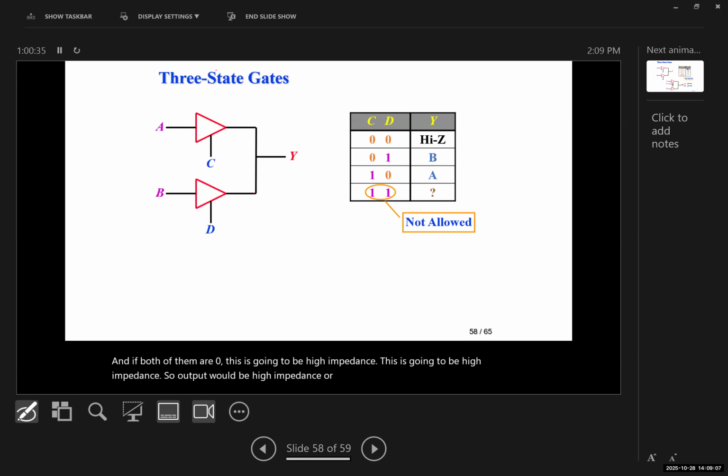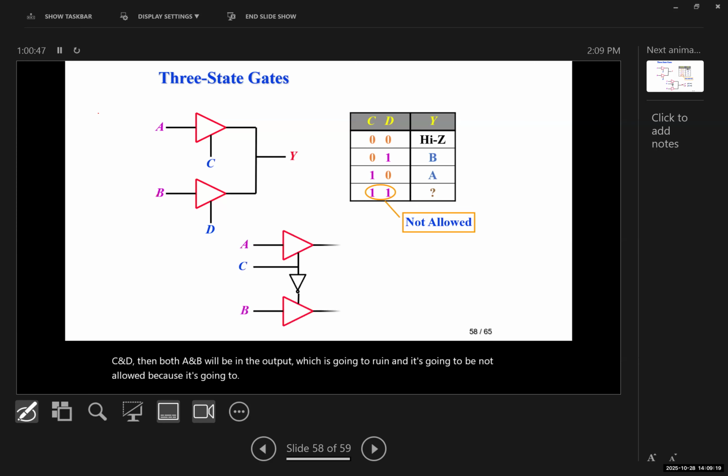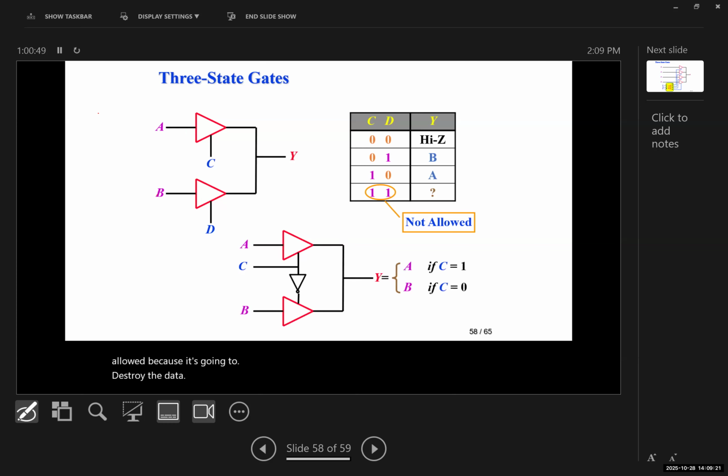But when we have 1 for C and D, then both A and B would be in the output, which is going to ruin, and it's not allowed because it's going to destroy the data. So what we can do to address this, we can connect C and D with a NOT gate because we want to avoid the high impedance situation and the situation when we are not allowed. Therefore, we want to make C and D opposite of each other, and the way to do that is to connect them with a NOT gate.